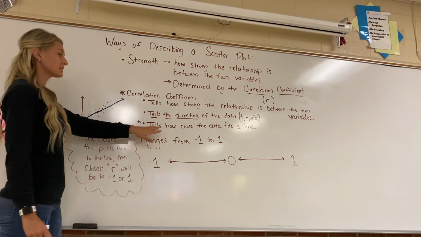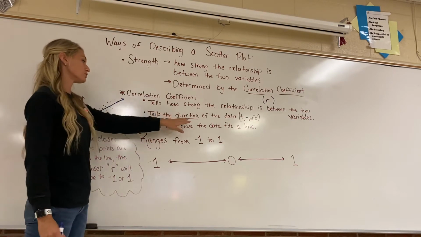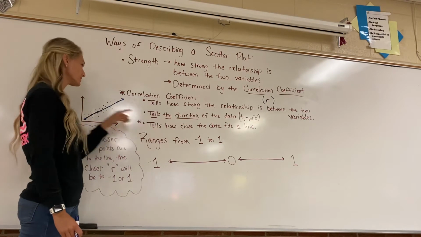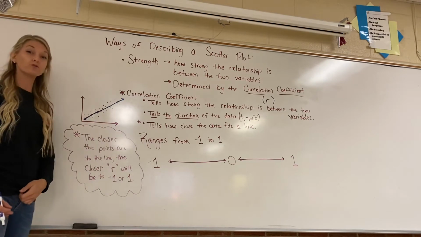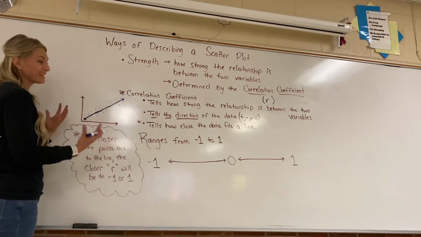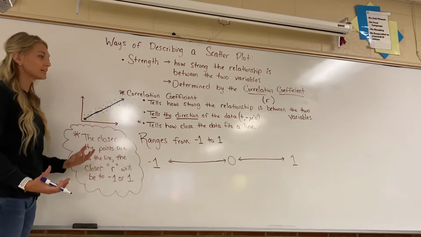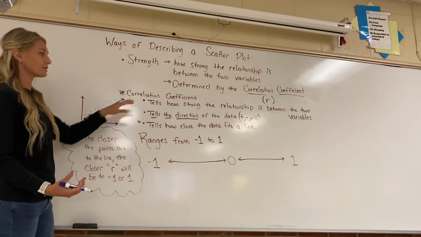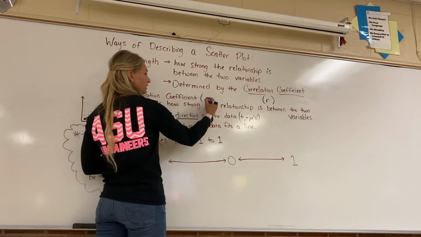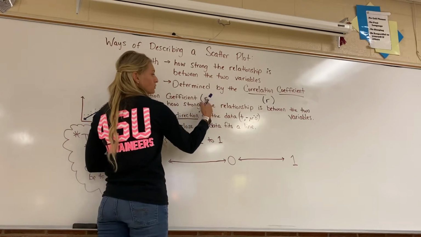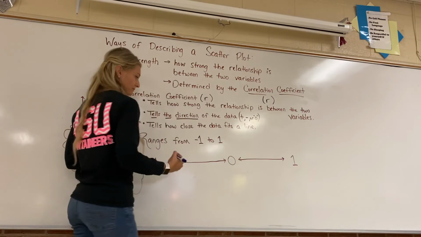I told you it's going to tell you two things. It's going to tell you the direction, and it's going to tell you how close these dots come to forming or fitting a line, okay? So how does it do that? Well, it's going to give you a number. So whenever you find the correlation coefficient on your calculator, it's going to tell you R equals something, okay?